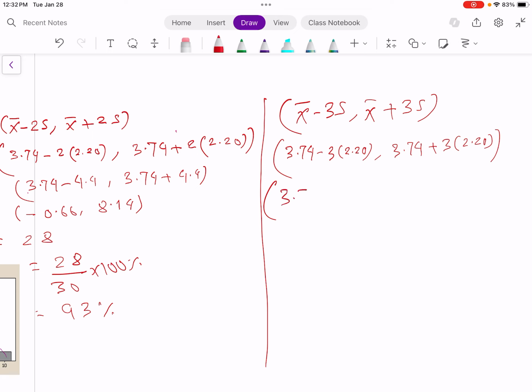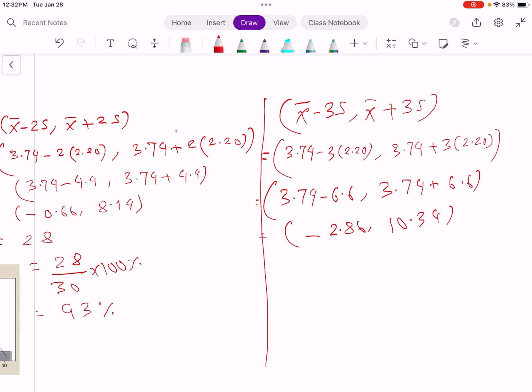So 3.74 minus 6.6, and 3.74 plus 6.6. Does anyone have the final interval here? The negative part is negative 2.86. And then 10.34.